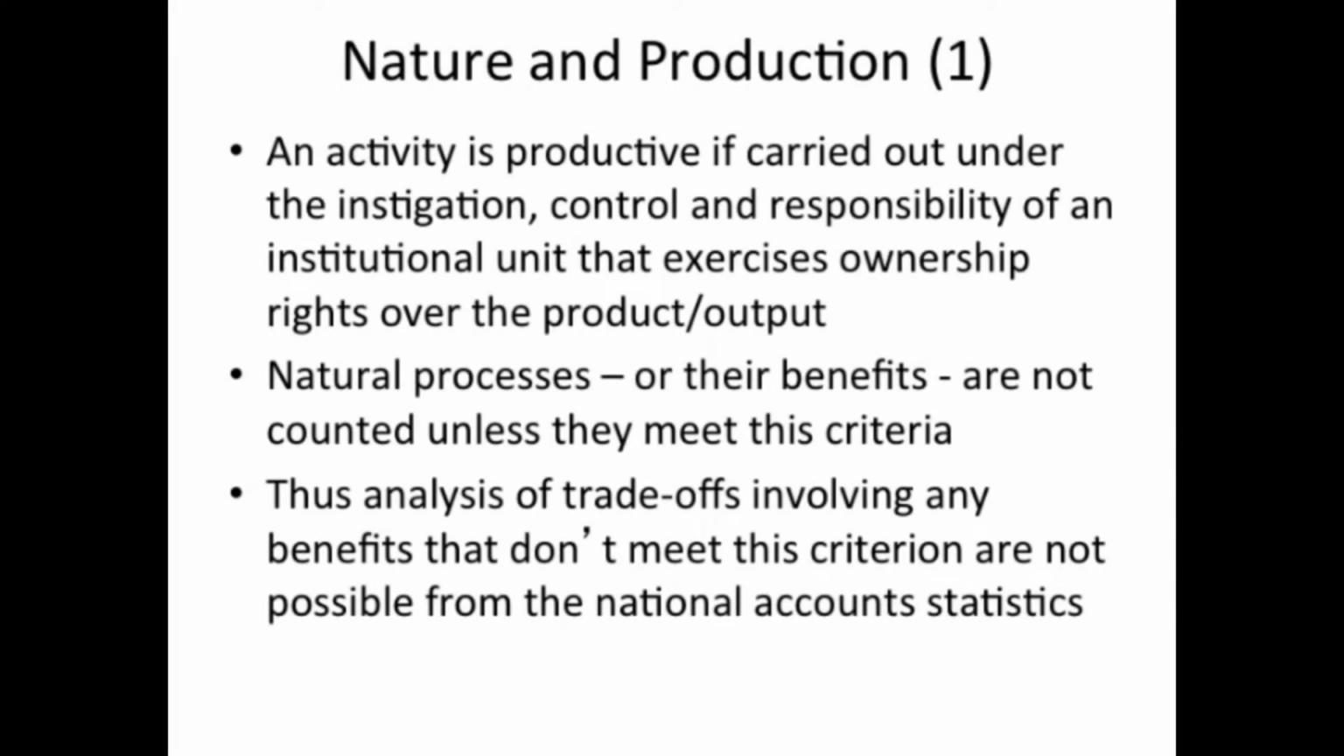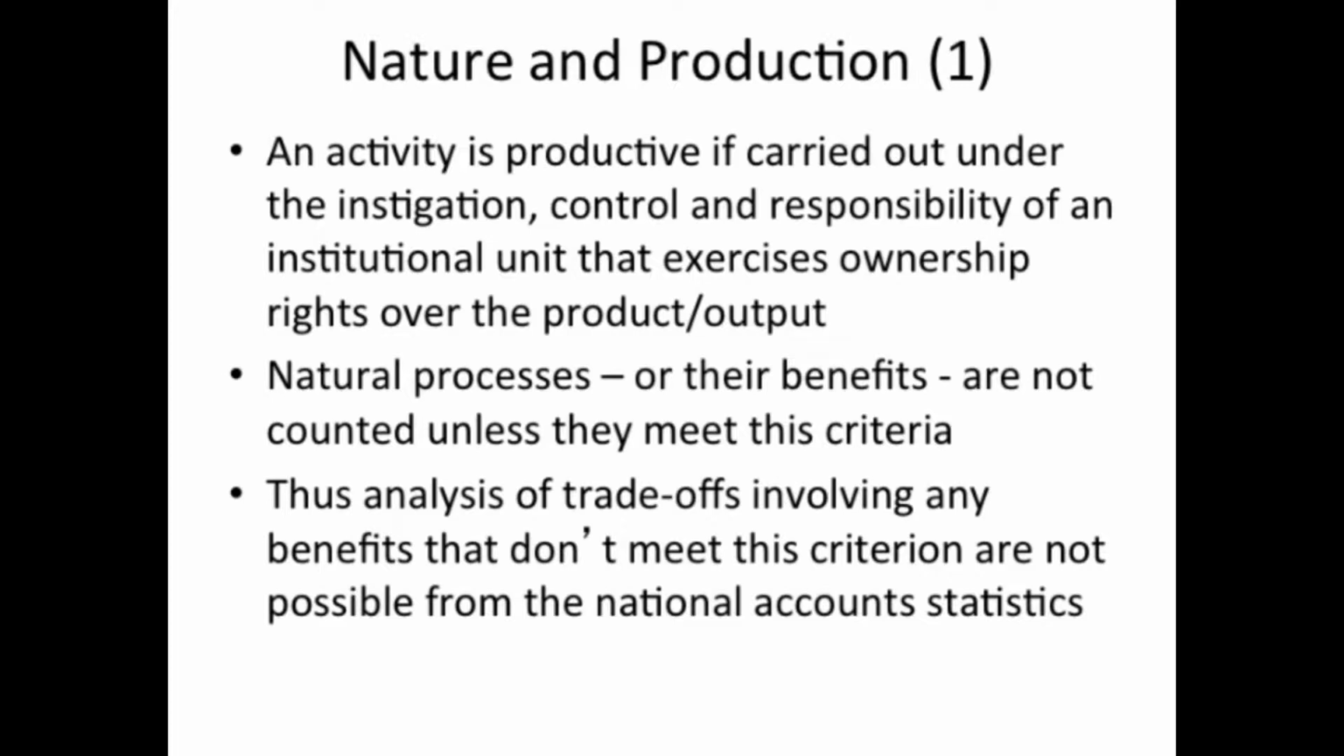Okay, so a good starting point for this is to review the relationship between natural processes and the production boundary, or the definition of production as defined by the System of National Accounts, the SNA. So the first bullet point in this slide is the definition of production according to the SNA. Now, certain natural processes or their benefits are at least implicitly accounted for under this production boundary only if they meet this criteria, and some natural processes will meet this criteria, others won't.